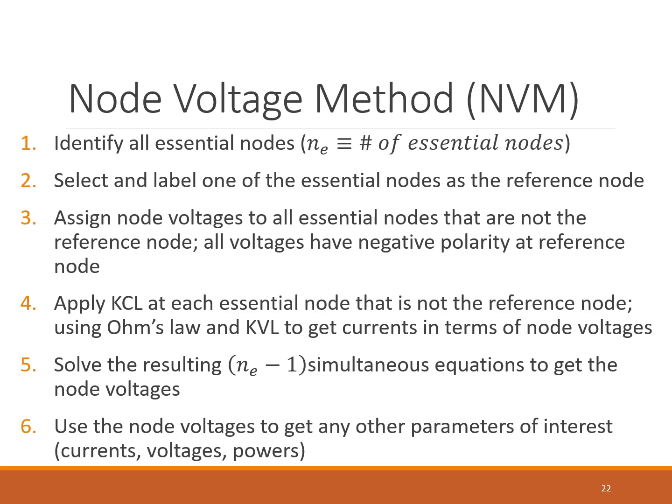Now, step 6, sometimes we will need, sometimes we won't, depending on what a problem is asking. But in step 6, we're then going to use those node voltages, and we can find any other parameter of interest in the circuit, whether it be a voltage, a current, or a power.